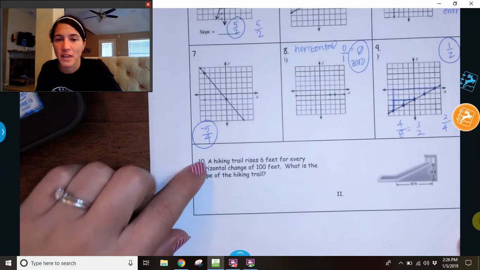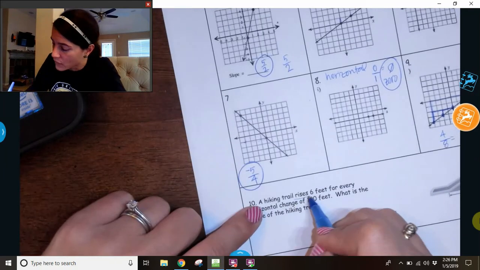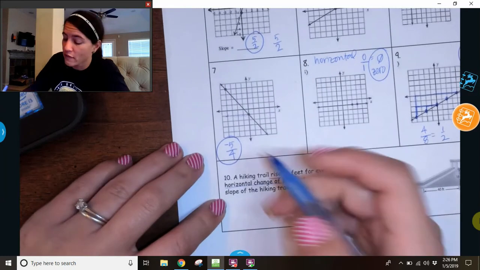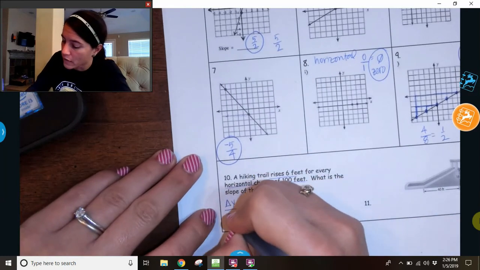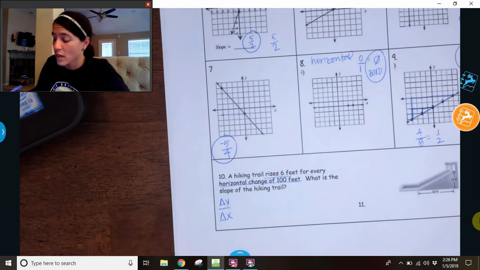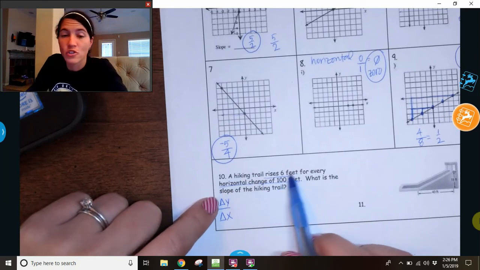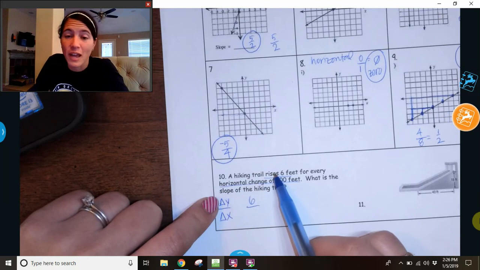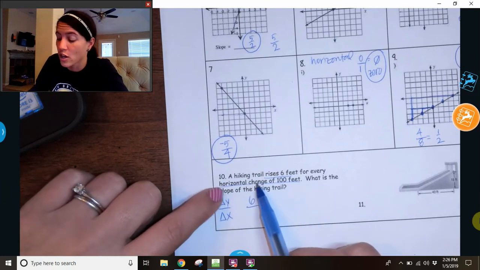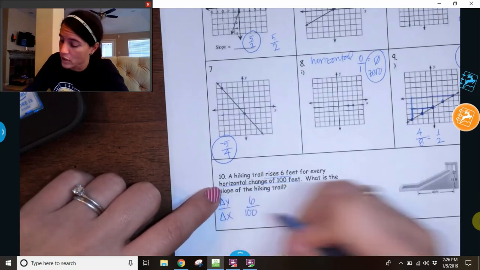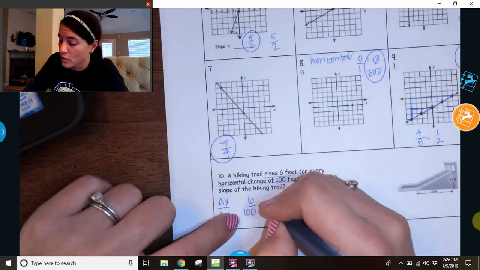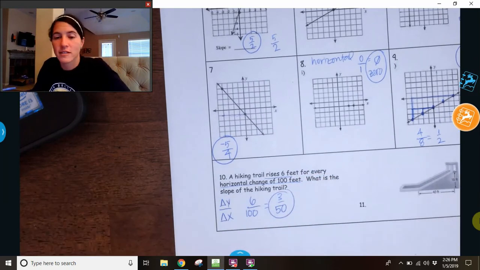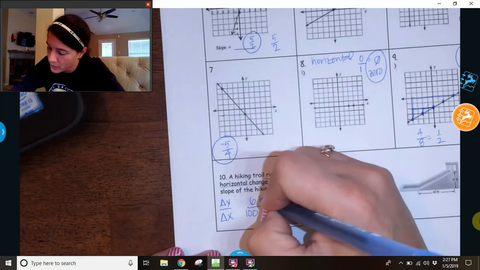All right, so number 10. A hiking trail rises 6 feet for every horizontal change of 100 feet. What is the slope? So again, the slope is the change in y over the change in x, just like rate of change. So it rises 6 feet. That is your change in y. That's your rise. And it rises, so that means it's positive. For every horizontal change of 100 feet. So 6/100, which you can reduce. So the slope would be 3/50. I just divided by 2.